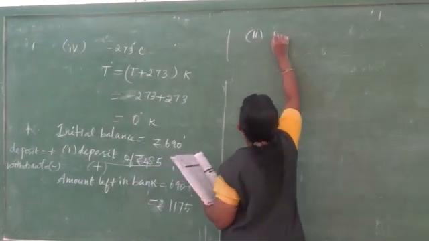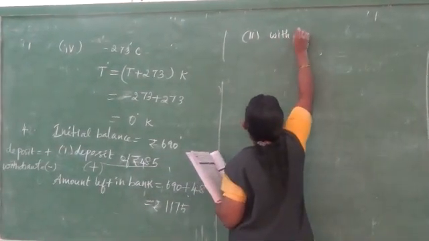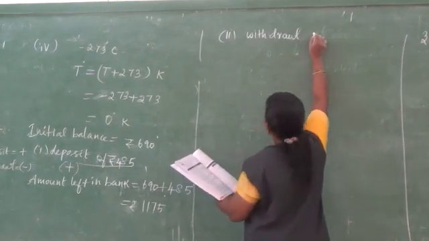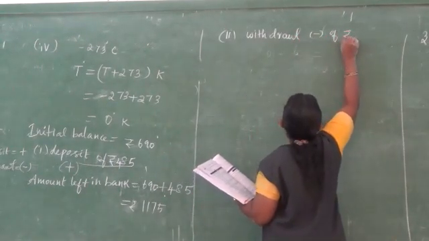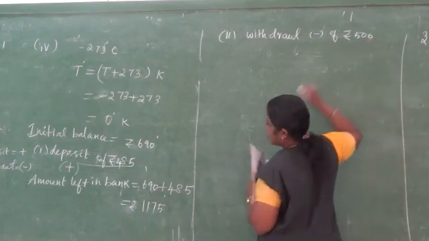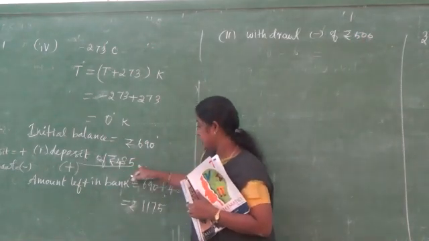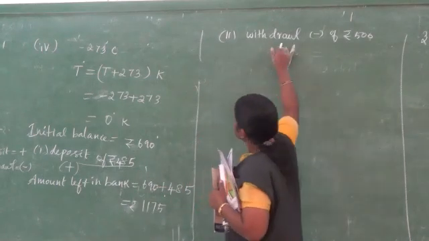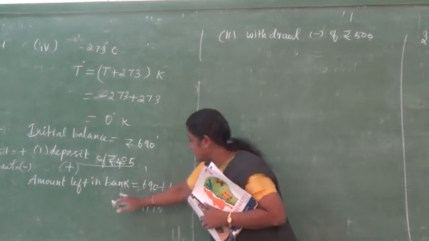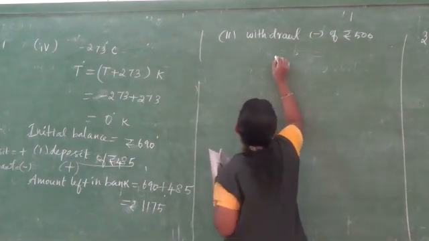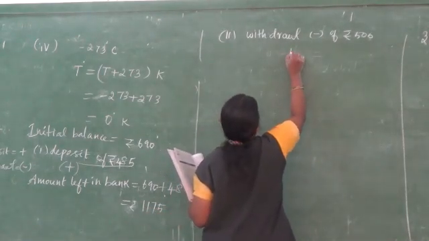Second option, withdrawal. Withdrawal is 400. Now what is the balance? What is the amount left after the second option? So the amount left in the bank is now 1175. It is the balance for this one.